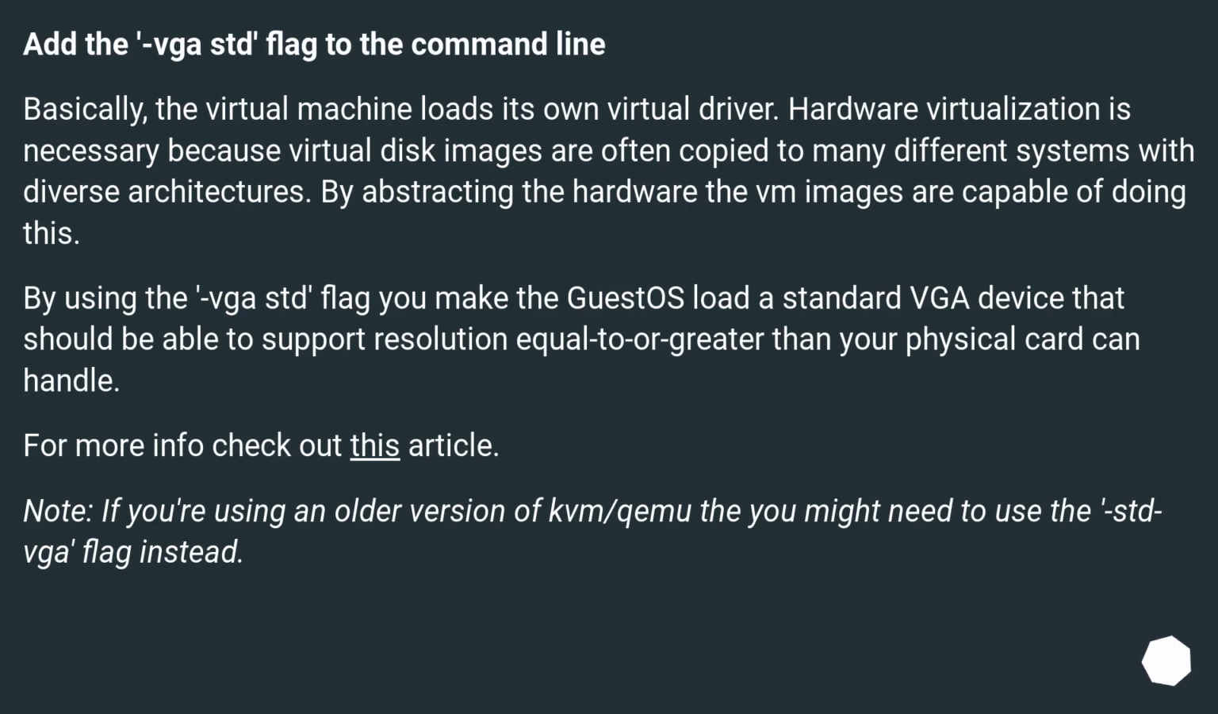By using the VGA STD flag, you make the guest OS load a standard VGA device that should be able to support resolution equal to or greater than your physical card can handle. For more info, check out this article. Note, if you're using an older version of KVM/QEMU, you might need to use the STD VGA flag instead.